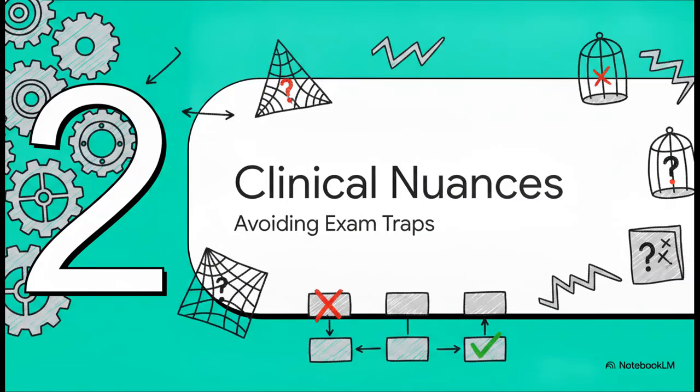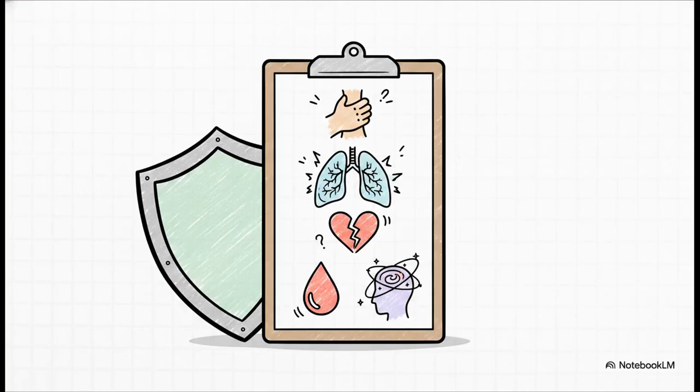Moving right along to Section 2. Clinical nuances, where we'll look at avoiding common exam traps. Here is your ultimate instability checklist. Like we've been saying, stabilization always supersedes non-essential investigations. If your patient has airway compromise, severe respiratory distress, hypoxemia, hypotension, altered mental status, active major bleeding, or a severe arrhythmia, they are fundamentally unstable.